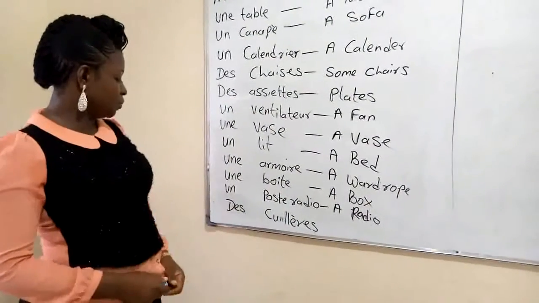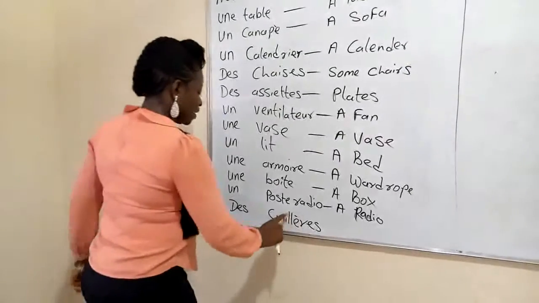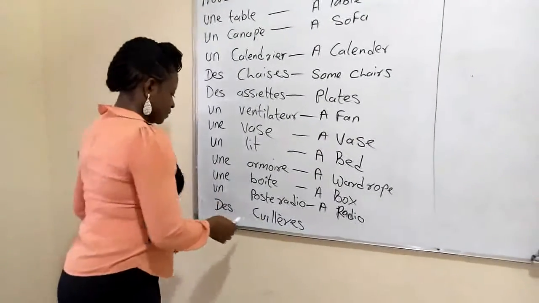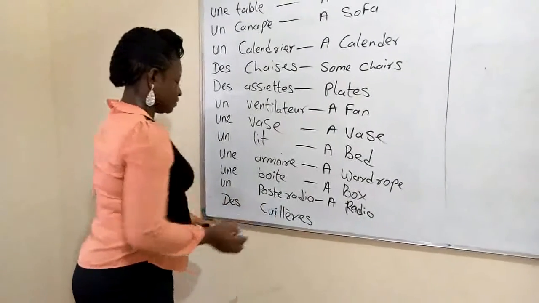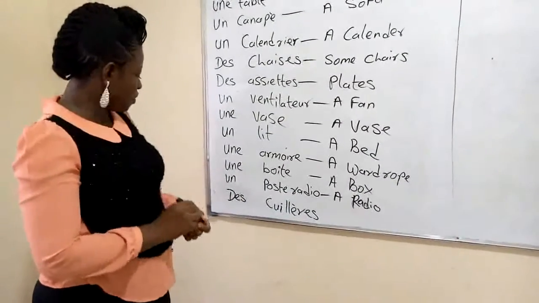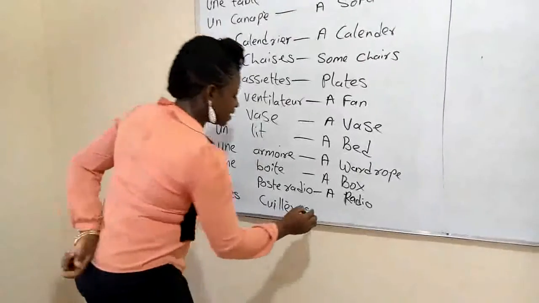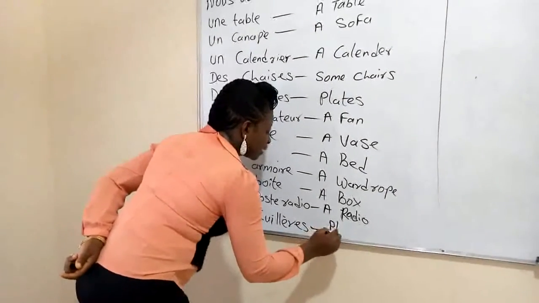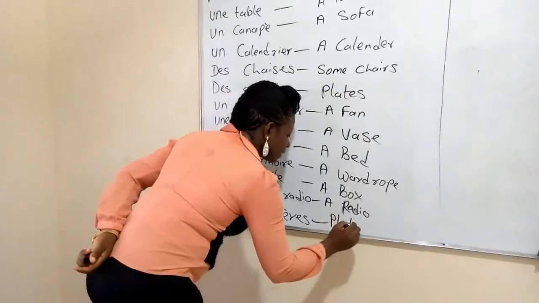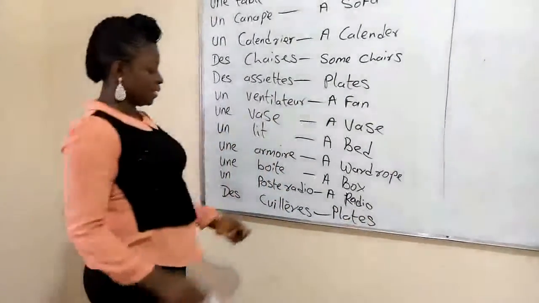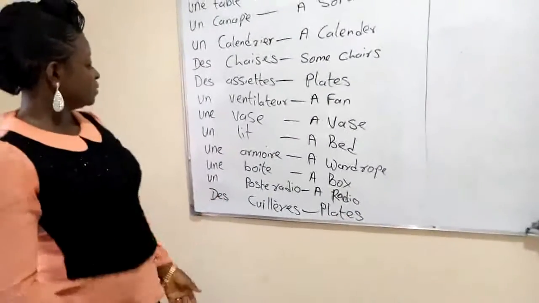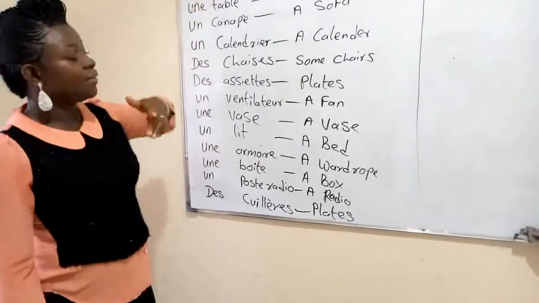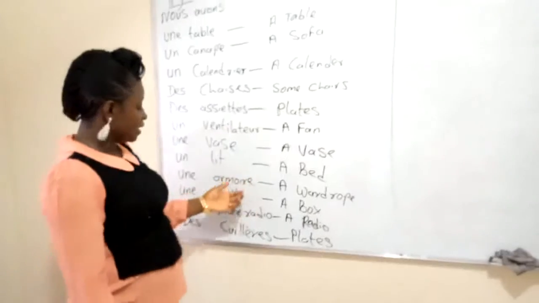The next one is in plural form. We have des cuillères. The cuillère here means plates. You see, it's in the plural form, so we write plates. Plate or some plate. Put S. Plates. Okay. Let's still look at a few more objects that we can find in the house.